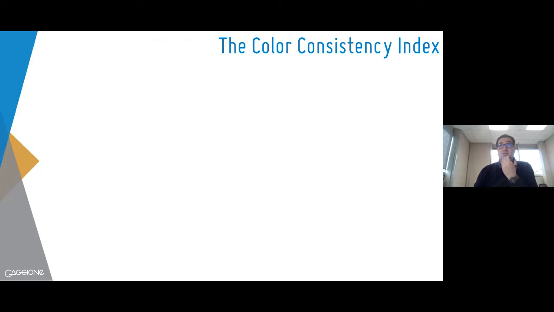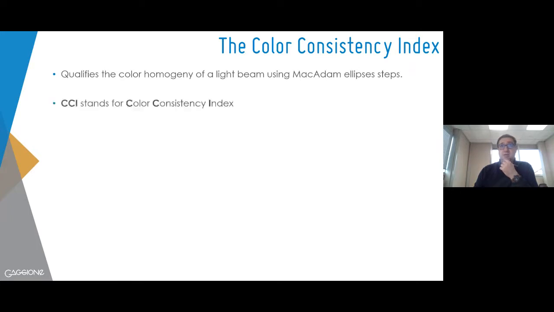We wanted to measure the consistency of a beam. It could be a projected beam on the wall, a wall grazing application, or any indoor application where color consistency might be a question. So we want to qualify the color homogeneity of a light beam using MacAdam ellipse steps. We had to name it, so the name is the Color Consistency Index, which we shorten to CCI internally. The higher the CCI, the worse the color consistency, and the worse the result.